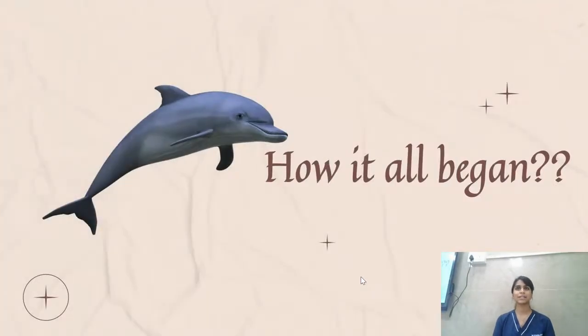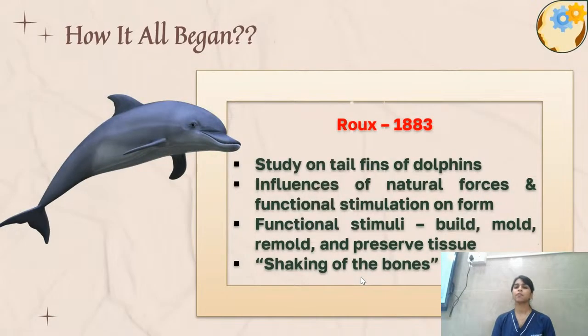So now we will discuss how it all began. Starting with the history, we'll first talk about Roux, who in 1883 did a study on tail fins of dolphins. He found out that there is an influence of natural forces and functional stimulation on form. According to him, it is that functional stimuli that is responsible to build, mold, remold, and preserve tissue, and he called this the shaking of bone hypothesis.